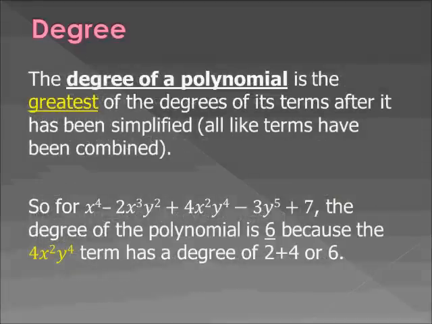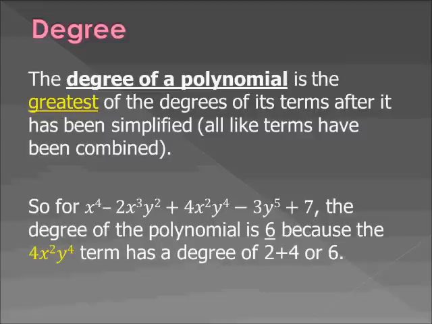The degree of a polynomial is the greatest of the degrees of its terms after it has been simplified. Now, if you look in your book on page 167, you'll see that a polynomial is a monomial or a sum of monomials. The monomials in a polynomial are called the terms of the polynomial. So, the degree of the polynomial is going to be the greatest of the degrees of all the terms after it has been simplified. Simplified is another way of saying all like terms have been combined.